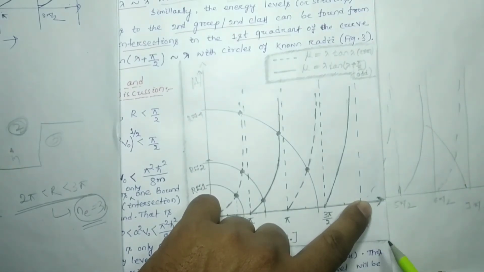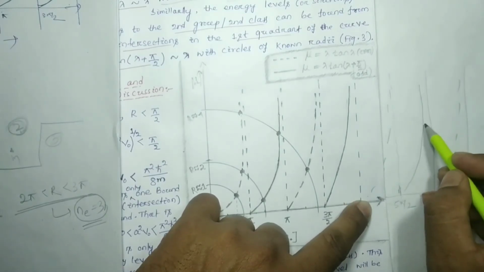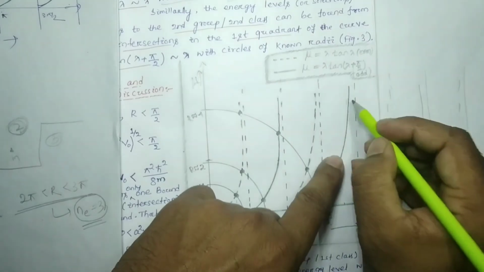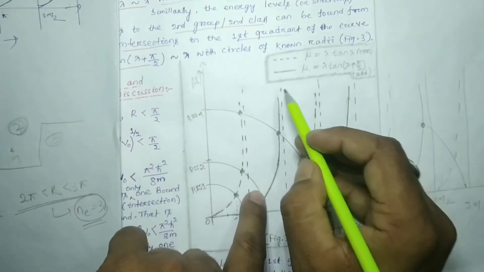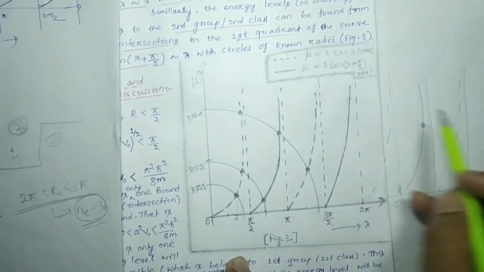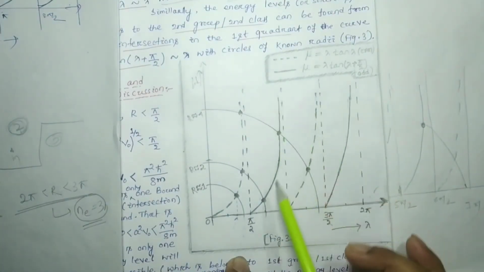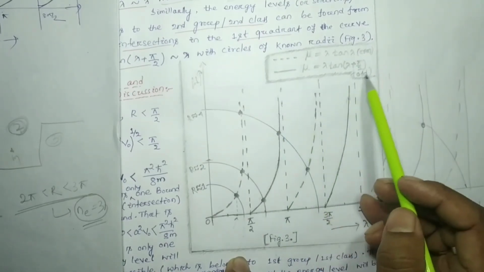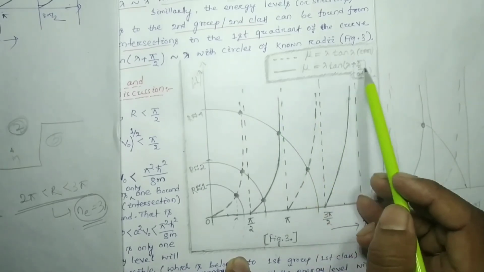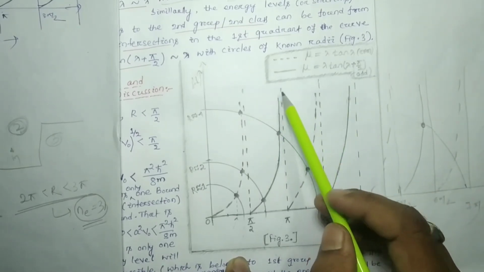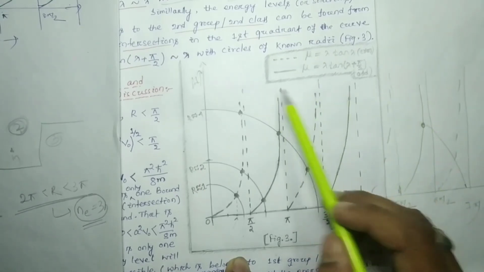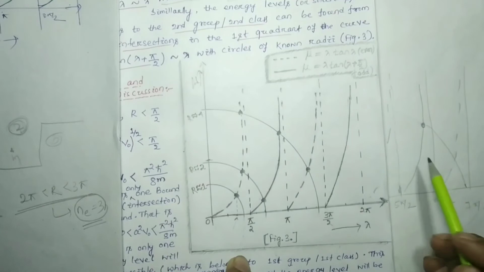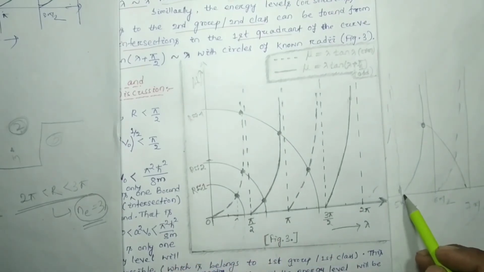So how many times does the circle intersect the odd curve? See, this is 1, this is another 2, and this is another 3. So 3 intersections on the odd curve, the odd solution. That means we can find 3 odd parity solutions if we consider the radius range in between 5 pi by 2 to 7 pi by 2. Okay.